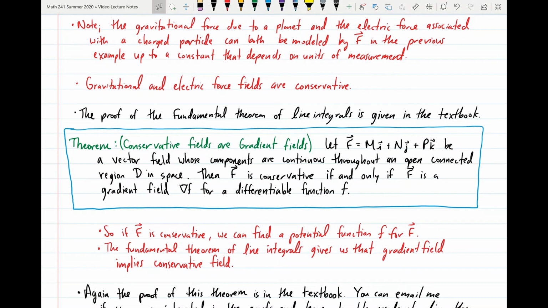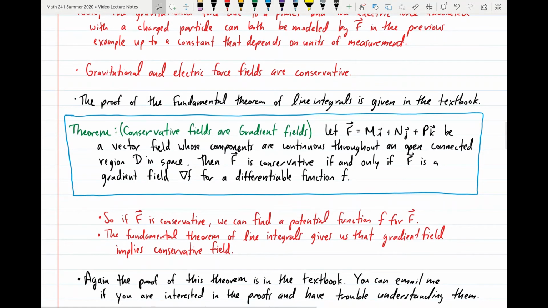And the proof of this fundamental theorem of line integrals is given in the textbook. I am not going to go through it here.